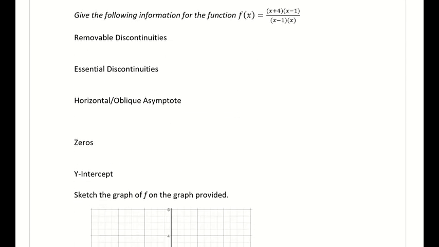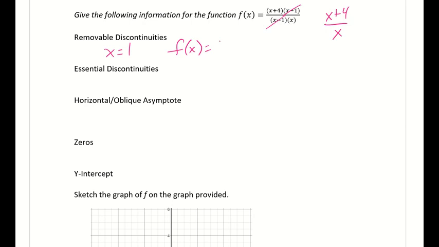Now we take a look at graphing some functions. First thing we want to do is look for our removable discontinuities. So in this case, we can factor out an x minus 1. So it's going to have a removable discontinuity, which looks like a hole in the graph at x equals 1. But the function is going to behave just like (x plus 4) divided by x everywhere except at x equals 1.